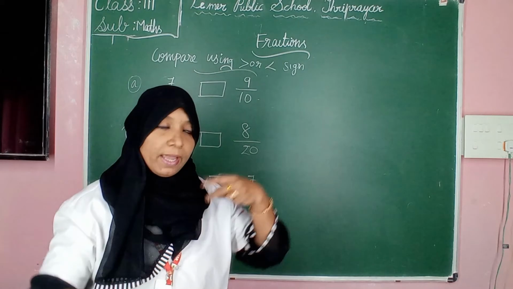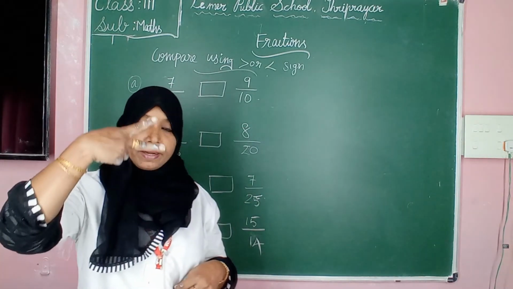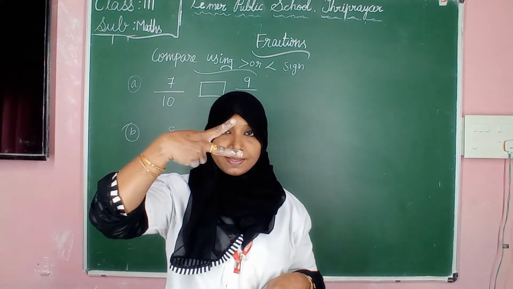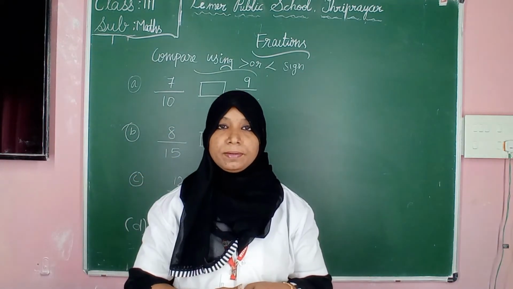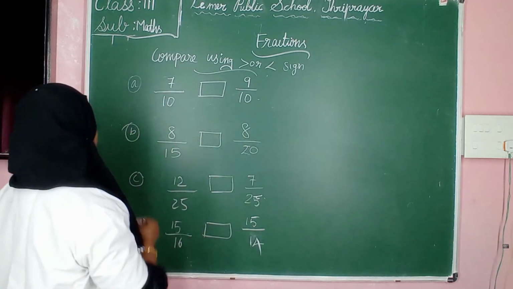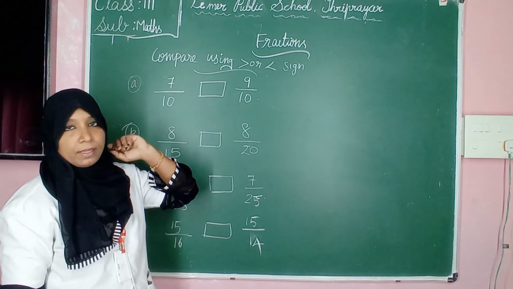This is greater than and this is less than. Right hand, this sign is greater than, and left hand, the sign is less than. Then first question, 7 by 10 and 9 by 10.